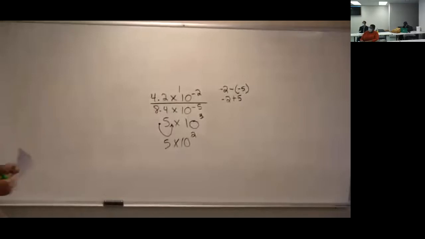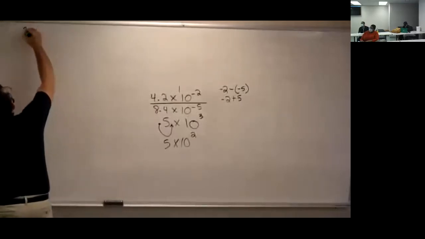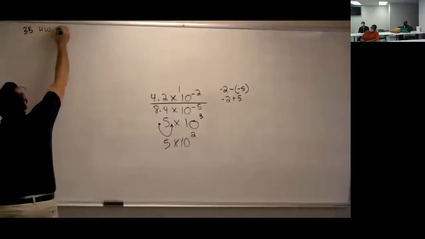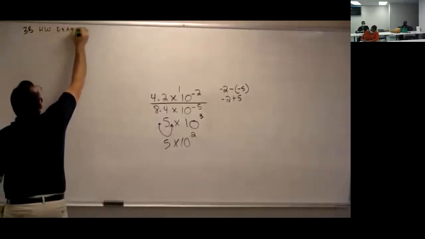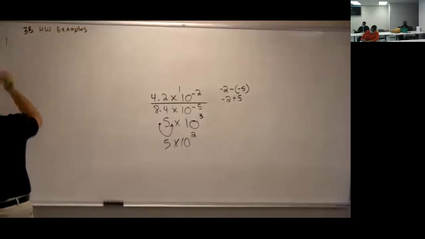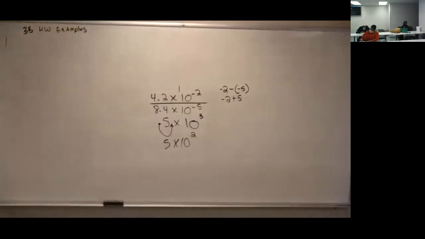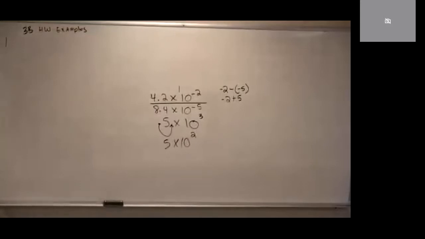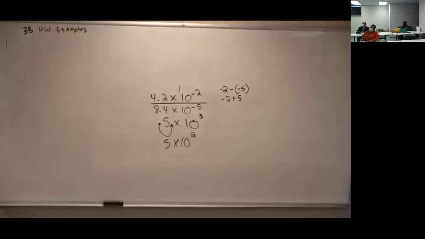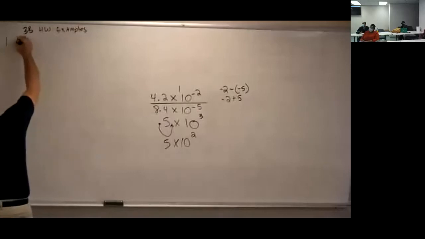These would be 3B homework examples. You said 3B or 3G? 3 Bravo, B, Bravo, Beta. Military lingo, right? So just tell me if these make sense or if they're way out there. So, does this make sense?